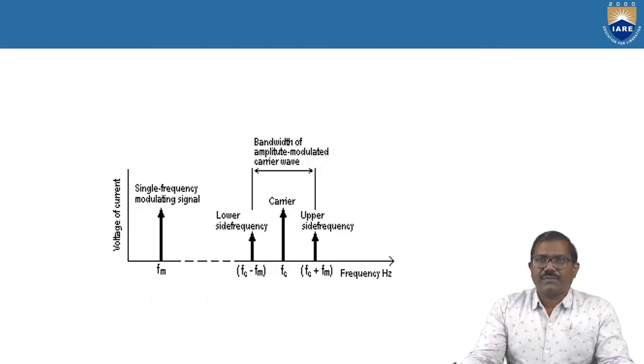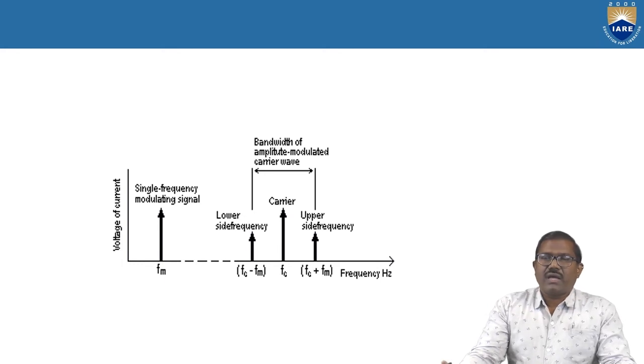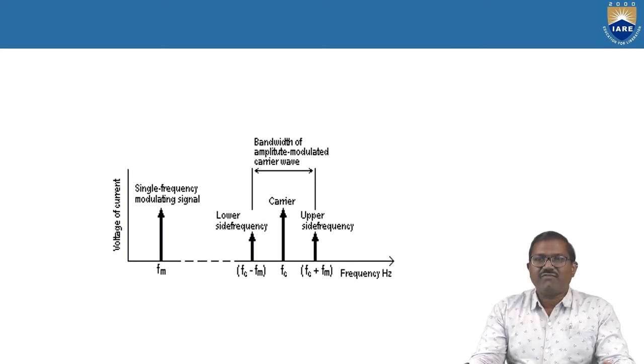Here fm is a single frequency modulating signal, or single tone frequency. On the right hand side, around the carrier we have the upper sideband and lower sideband frequencies, fc plus fm and fc minus fm, around the carrier frequency. So this is the frequency spectrum of the single tone amplitude modulated signal.